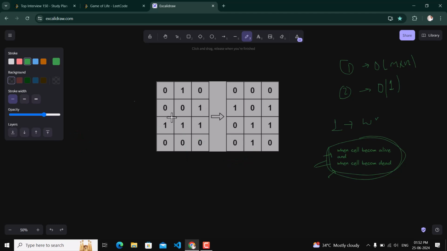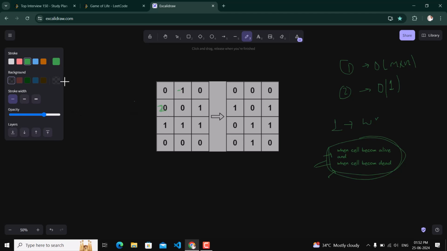Okay, now let's consider this cell, which is 0. Now the 1 becomes 0. Because it is dead, we will make it -1. And this 0 becomes a live cell because it has 2 or 3 live neighbors. So let's say we've changed its value to 2.